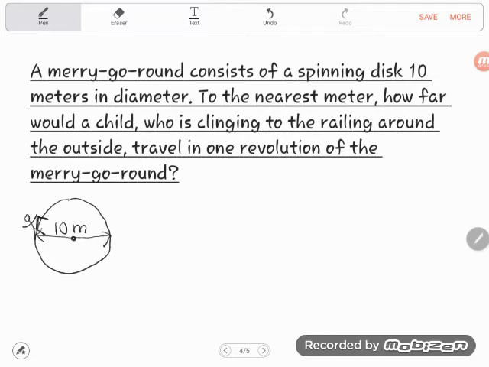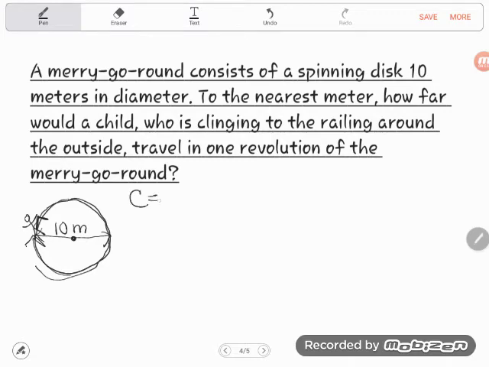Okay, let's think about the way a kid will travel on a merry-go-round. Does the kid go around in a circle? Because if he does, that'd be circumference. Or does the kid cover the entire space of the merry-go-round? No, that's not how it works. He goes around in a circle. And so this is another circumference problem.